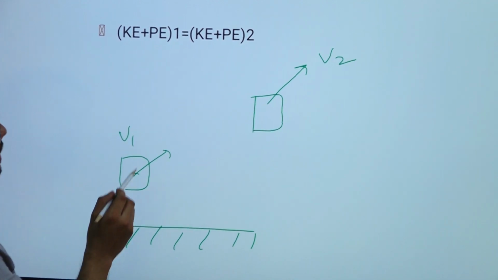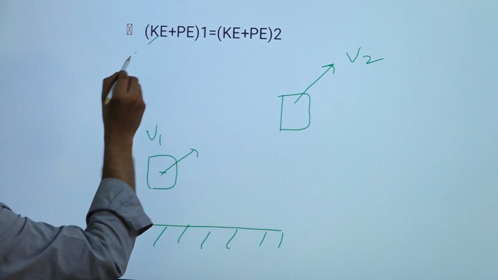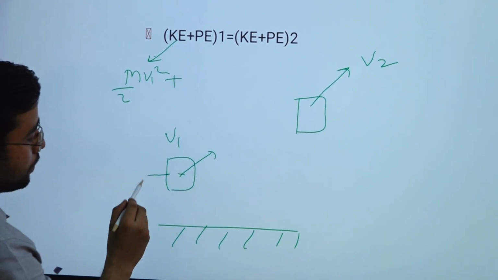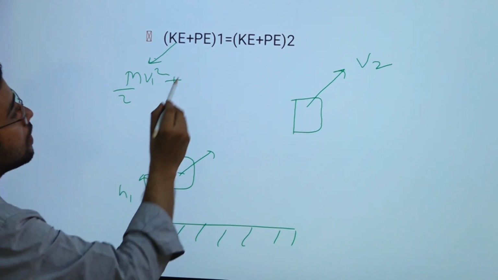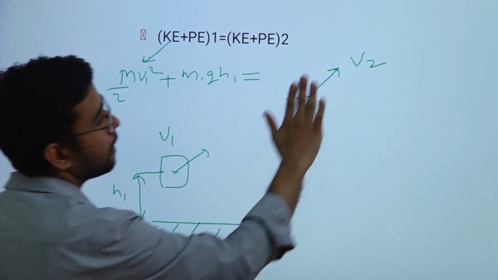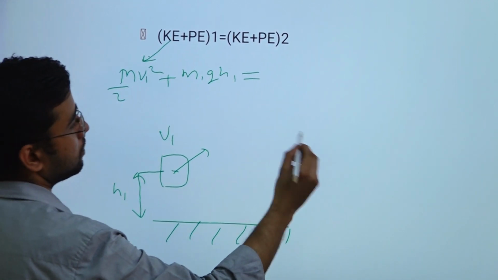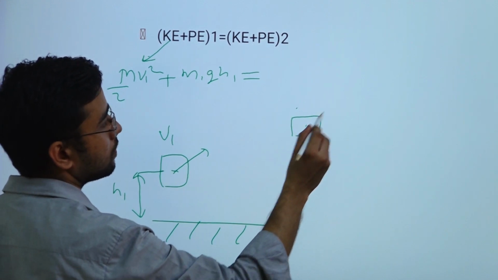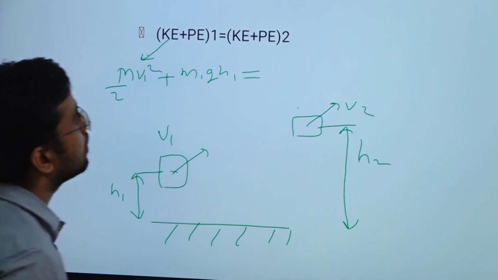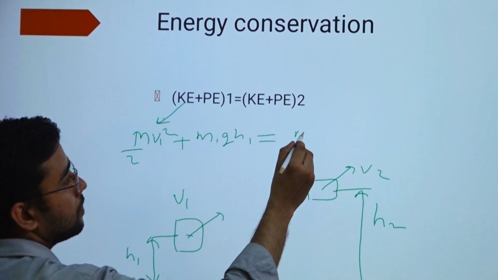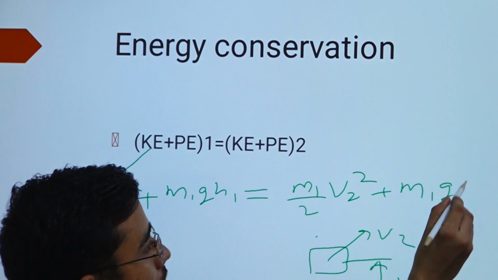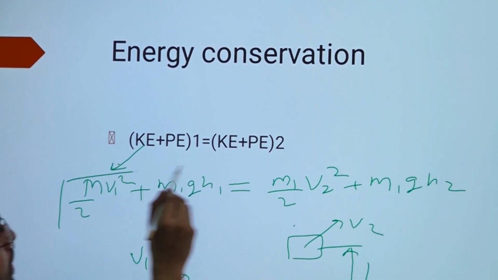So what will be the kinetic energy? KE1 will be half m v1 square. What will be the potential energy? Suppose the distance is h1, then m1 g h1. It should be equal to, here with v2 and suppose the distance is h2, KE2, which is m1 by 2 v2 square plus m1 g h2. So this will always remain conserved.